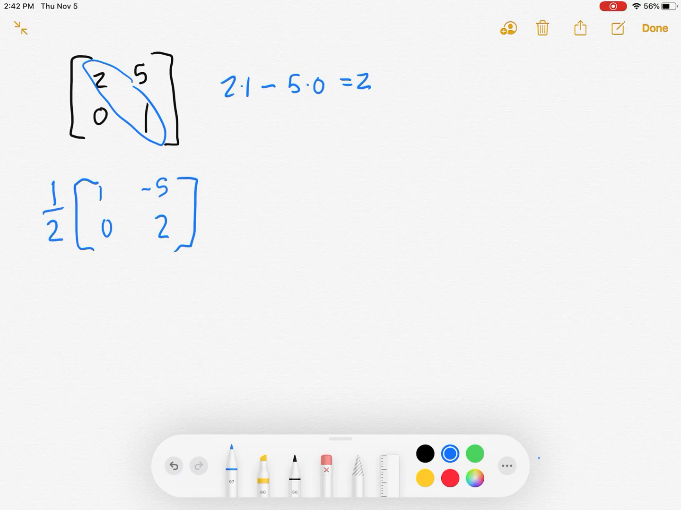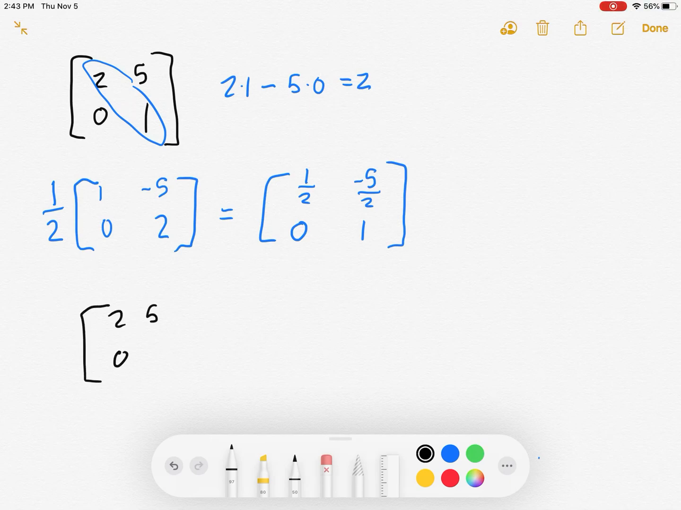Now, I'm okay if you stop here, but make sure that you realize that if you need to use this matrix at all, you have to multiply the 2 into it. So for all intents and purposes, this matrix is 1/2, negative 5 over 2, 0, and 1. I'm going to do something you don't necessarily have to do in your homework, but I want to prove a point. We're going to take our original matrix and multiply it by our new matrix.